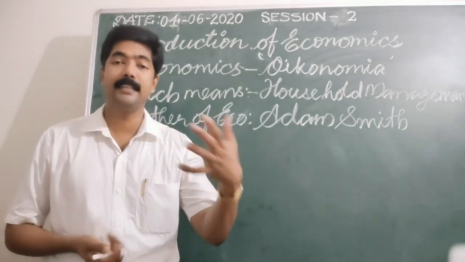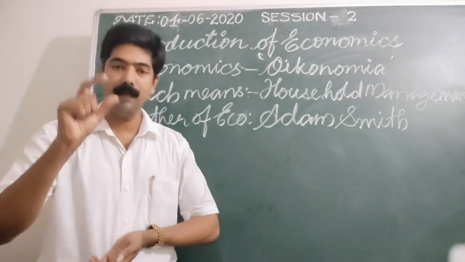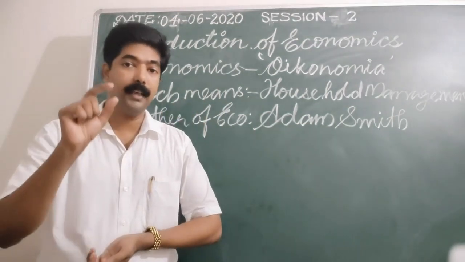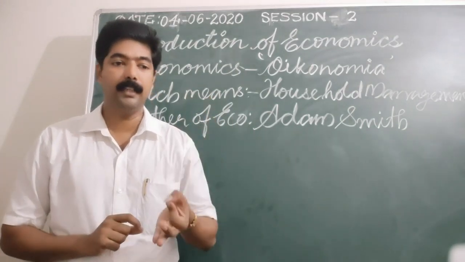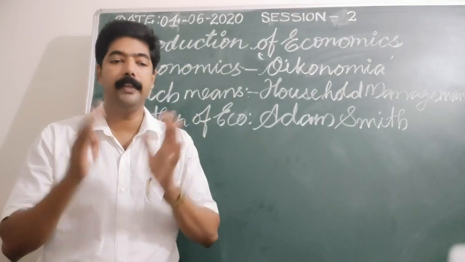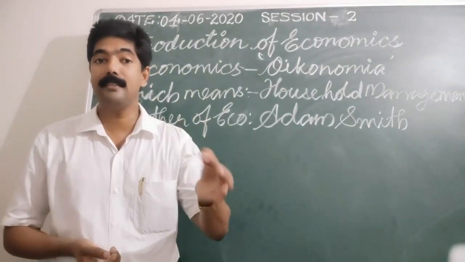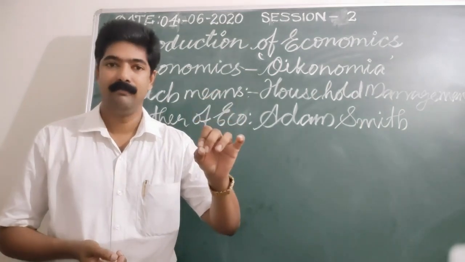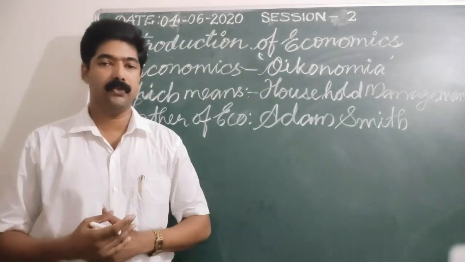We can simply say, economics is a social science. What is meant by economics? Economics is a social science which deals with human wants and their satisfaction.